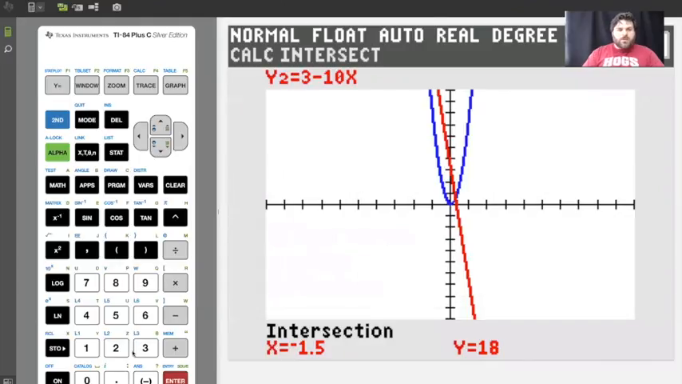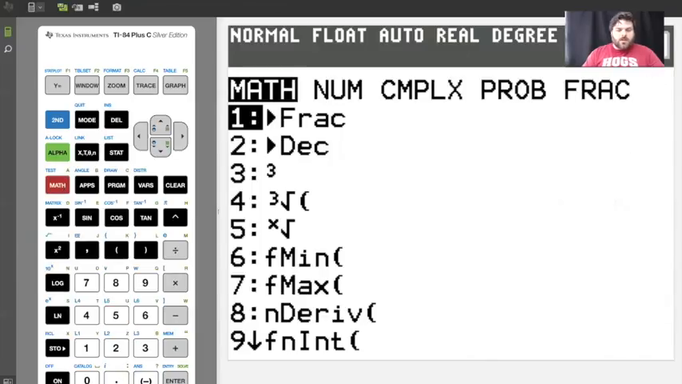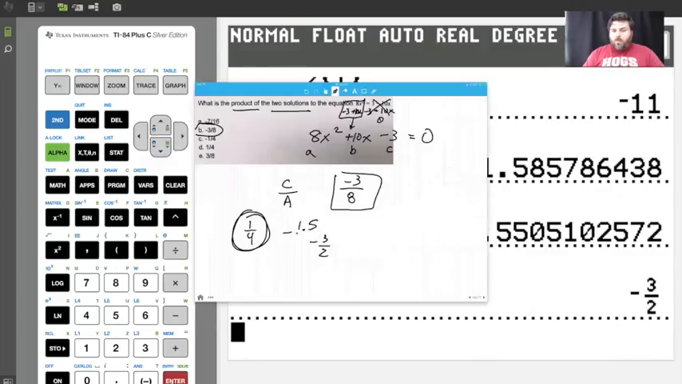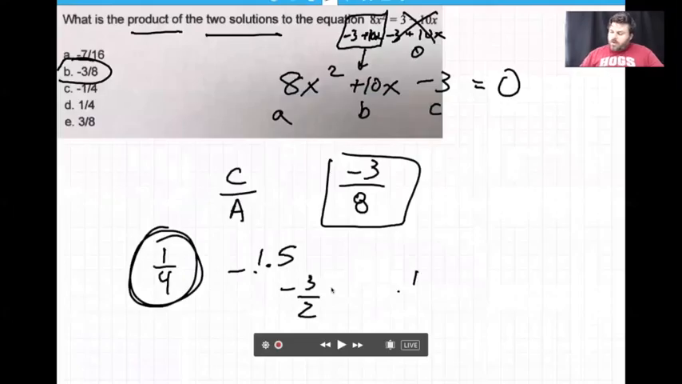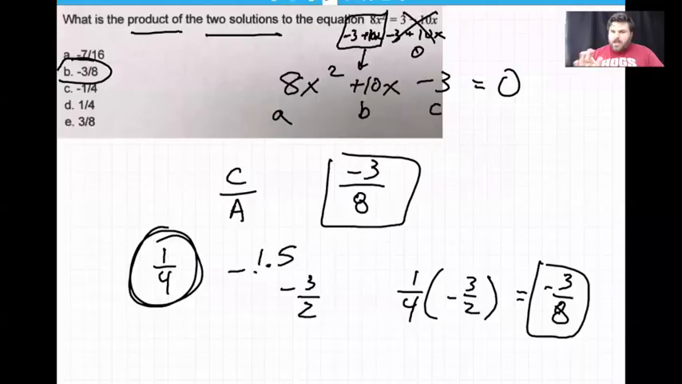You can convert that using your graphing calculator, right? Negative 1.5, math, enter, enter. That turns it into a fraction. There's your negative 3/2. So we have 1/4 times negative 3/2. That gives me negative 3/8. But I think my way from the very beginning is obviously the faster way. So just remember that shortcut, okay?